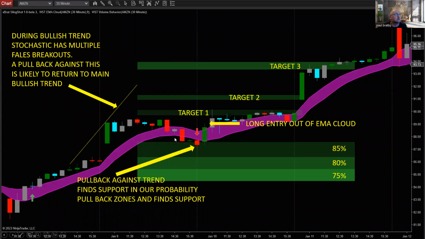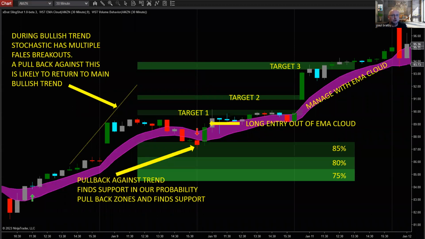So this is what we would call a standard move up. Pull back, measure it. It's pulled back against a false breakout stochastic. It wants to return to that main bullish trend. When it does, we have that target 1, target 2, target 3. And we can see that pullback, 85% probability, it's going to hit target 2. Okay. Let's move forward. At the moment, we're going to manage with the EMA cloud.